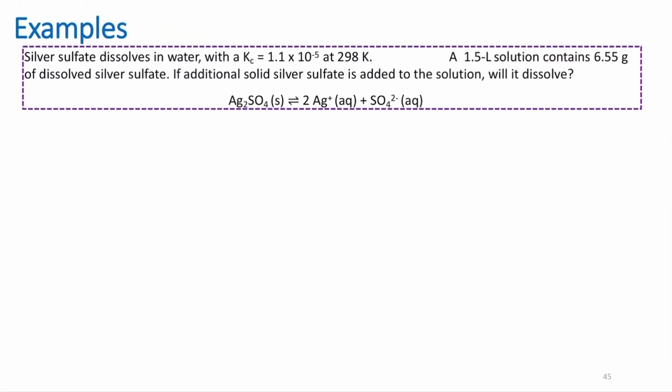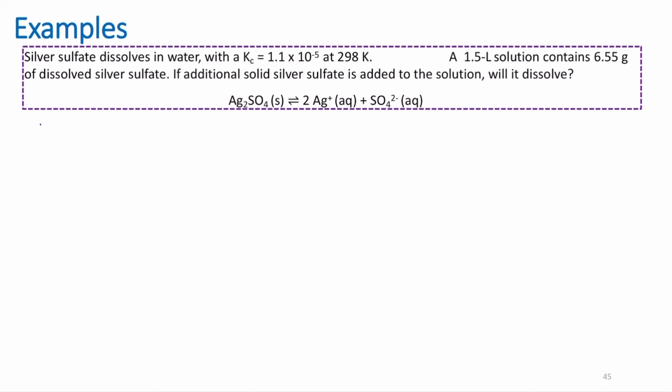Last example, silver sulfate dissolves in water with a Kc value equal to 1.1 times 10 negative fifth at 298 K. A 1.5 liter solution contains 6.55 grams of dissolved silver sulfate. If additional solid silver sulfate is added to the solution, will this dissolve? Let's check. 1.5 liter solution, and I've got 6.55 grams of dissolved silver sulfate.